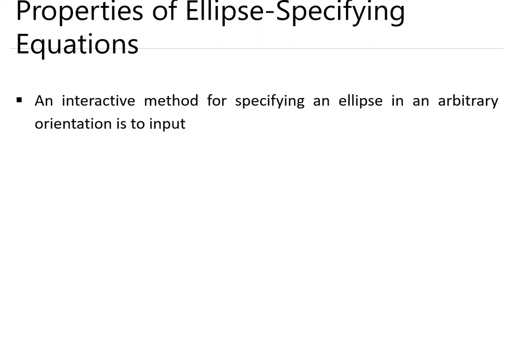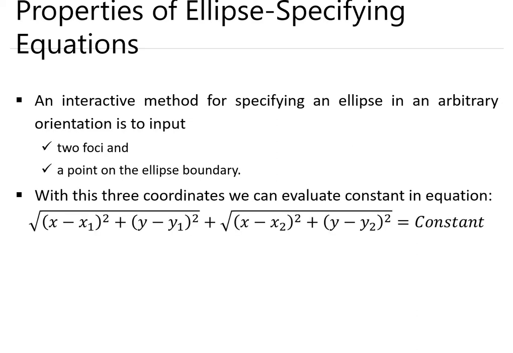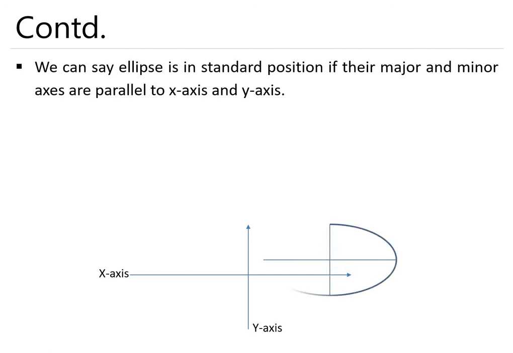Properties of ellipse, specifying equations. An interactive method for specifying an ellipse in an arbitrary orientation is to input two foci and a point on the ellipse boundary. With these three coordinates, we can evaluate the constant in the equation with this formula. We can say an ellipse is in standard position if its major and minor axes are parallel to the x-axis and y-axis. So we have the x-axis and y-axis here, and this ellipse is parallel to the x-axis and y-axis.